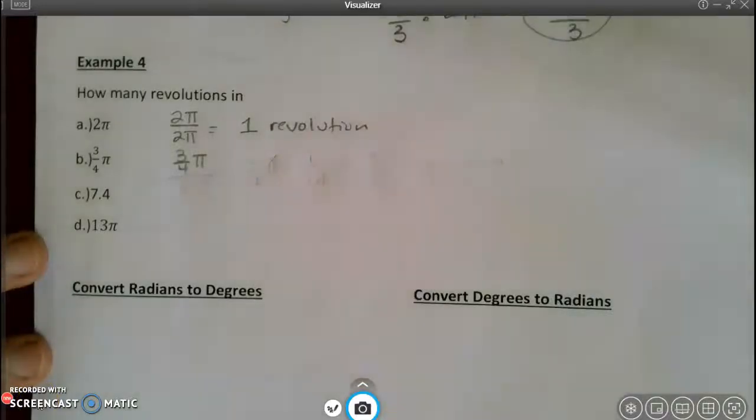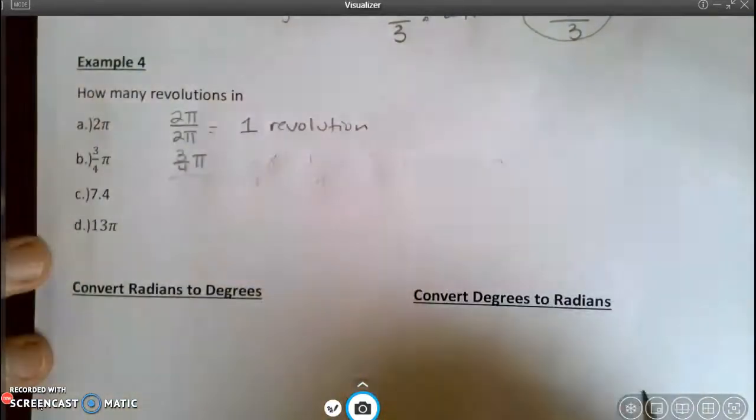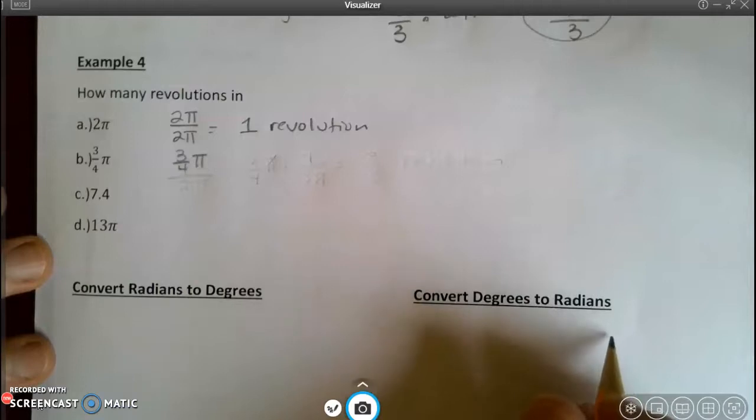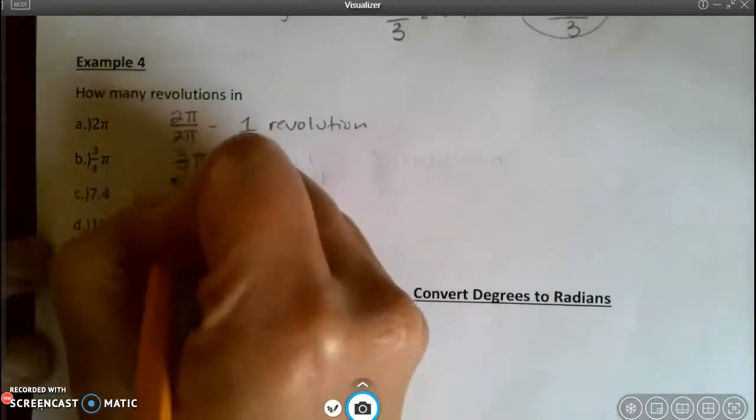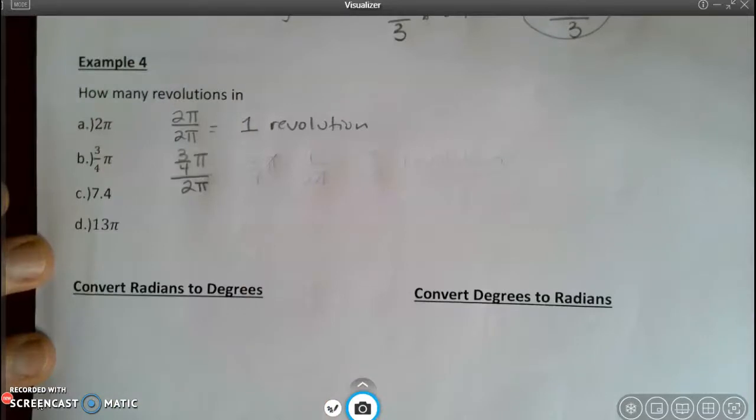4.1 degrees, radians, and revolutions, video number 2. So we're going to pick up on this problem right here, where we're converting 3/4 pi into revolutions, and because there's 2 pi radians in one full revolution, we divide by 2 pi, just like we would have divided by 360 on the previous page to figure out the number of revolutions. Here, because we're working in radians, we divide by 2 pi.